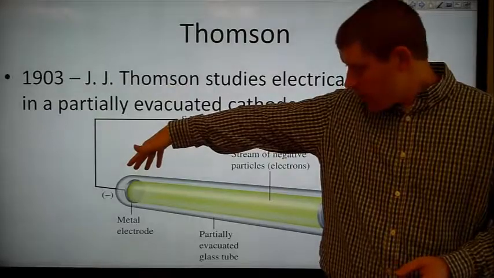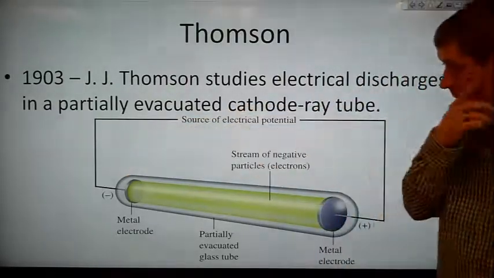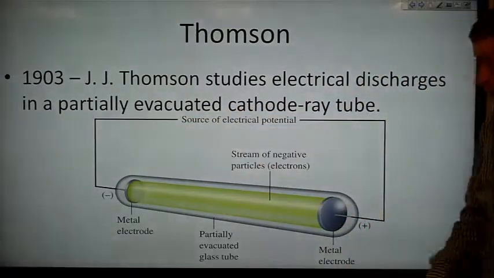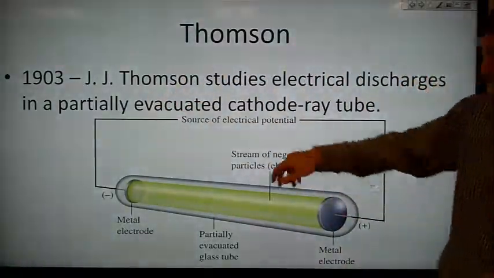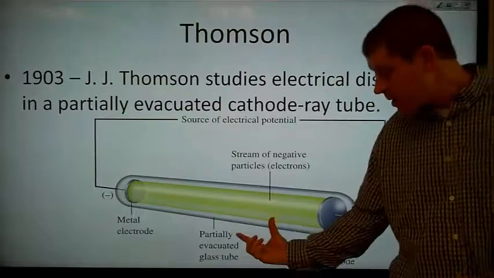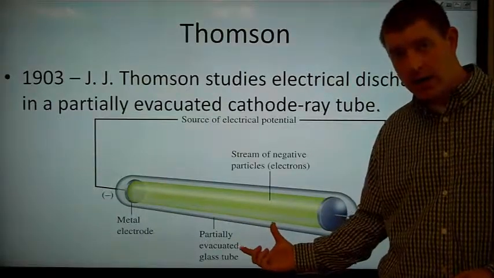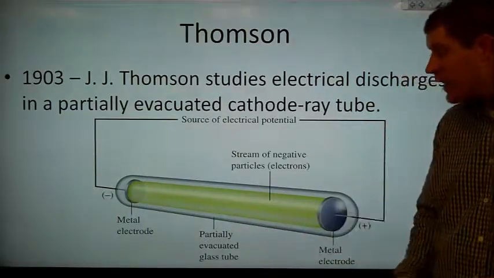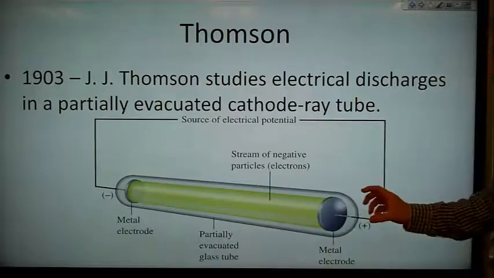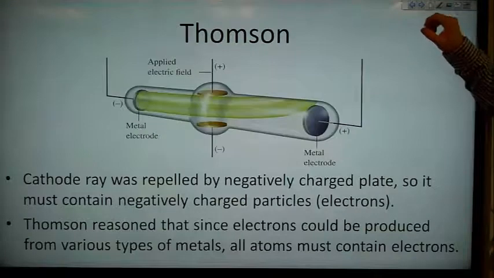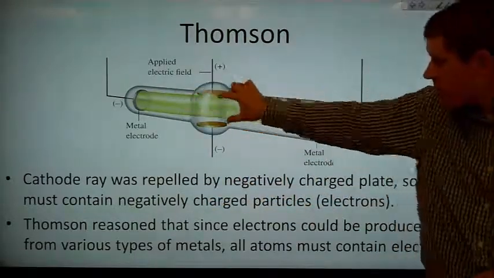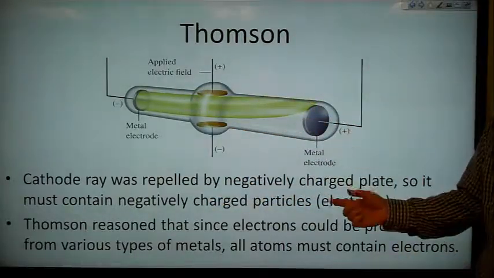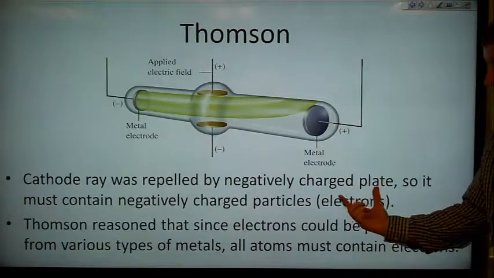So he's got a metal electrode, and he's got another metal electrode. If he puts a voltage difference between them, one is negatively charged, one is positively charged, and in between it's mostly evacuated glass, so it's mostly vacuum. There's a little bit of gas inside. And so what he noticed was that the cathode ray, so that's sort of this green bit here, was repelled by a negatively charged plate.